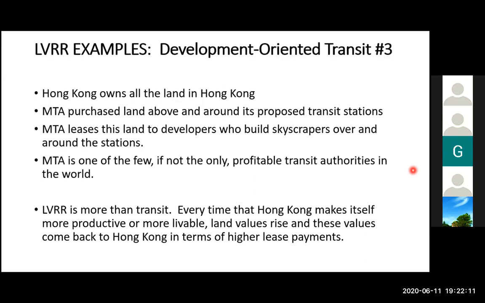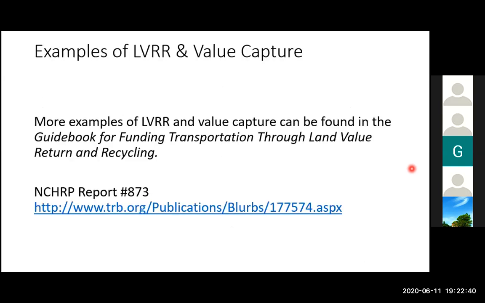So land value return and recycling provides more than just transit, because every time that Hong Kong makes itself more productive or more livable, land values rise in Hong Kong. And these values come back to Hong Kong in terms of higher lease payments whenever the land leases are renewed. And these leases that they give to developers are typically for very long periods of time. And we're talking about either 50 or 99-year leases.